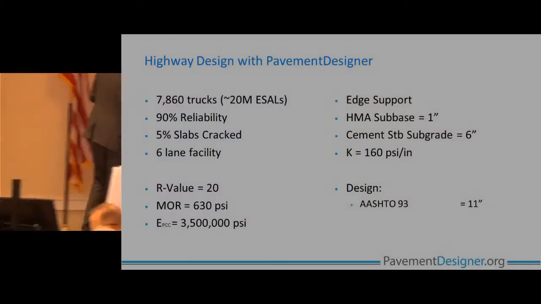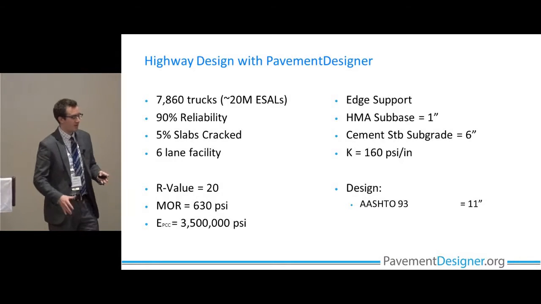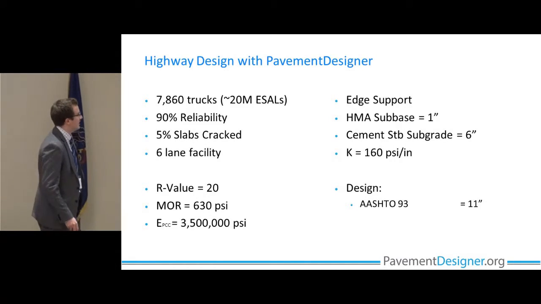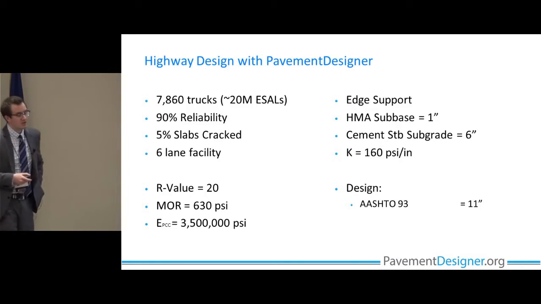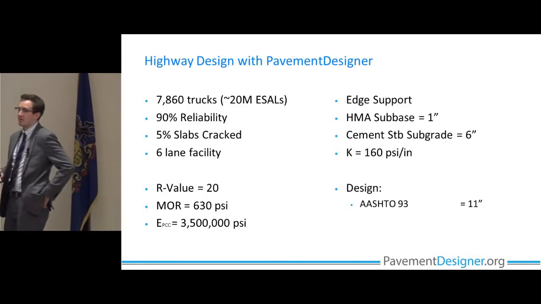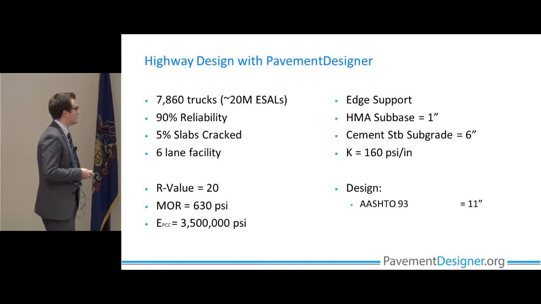This is a design that I received a while back where they had done the design based off of AASHTO 93, again, that older design methodology. You can see that it's a fairly well-trafficked facility. You have about 20 million ESALs, or 7,000 or about 8,000 trucks a day. So they designed it for 90% reliability, 5% slabs cracked at the end of the design life. They had a 6-lane facility.